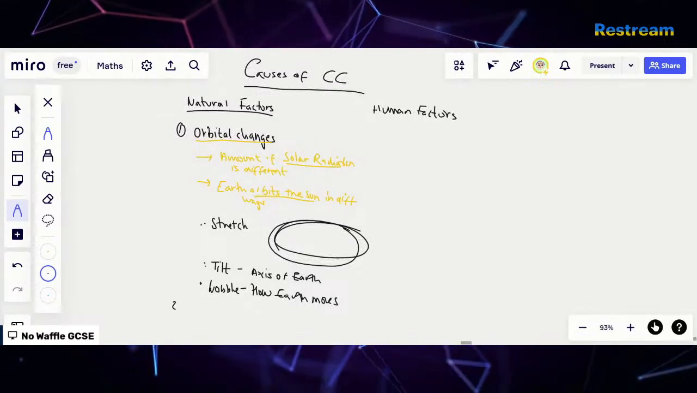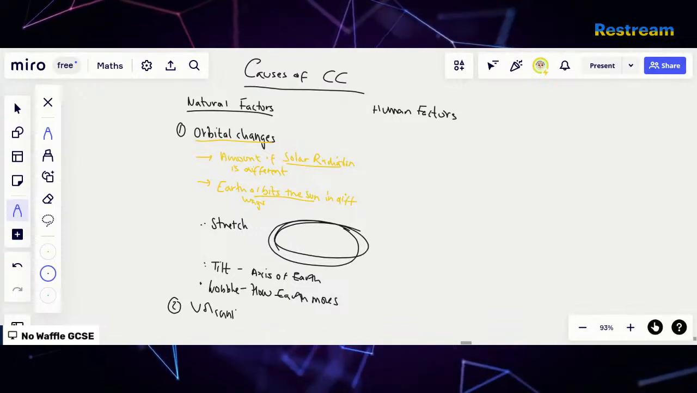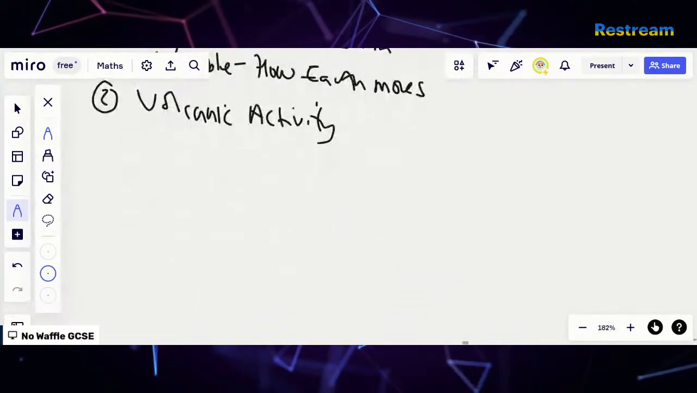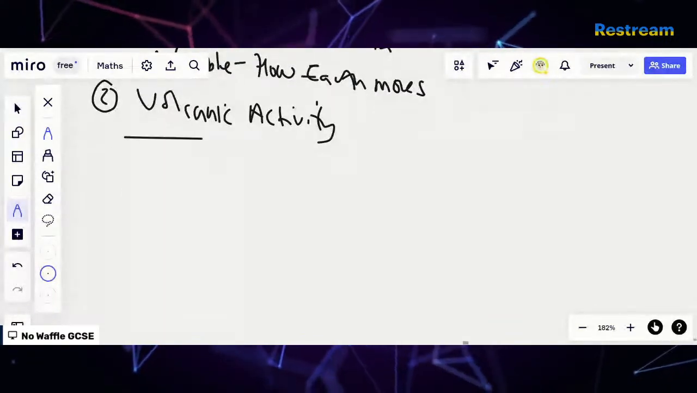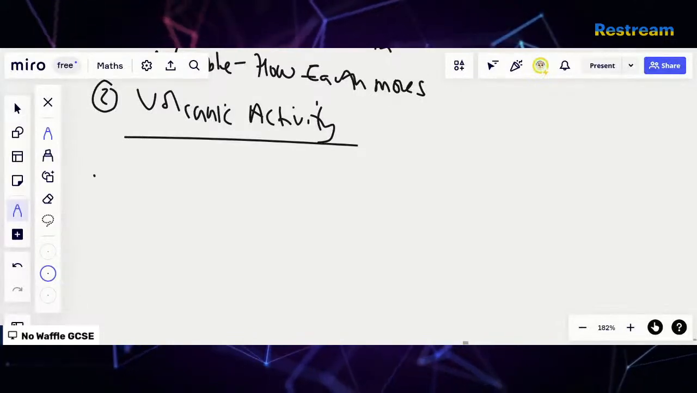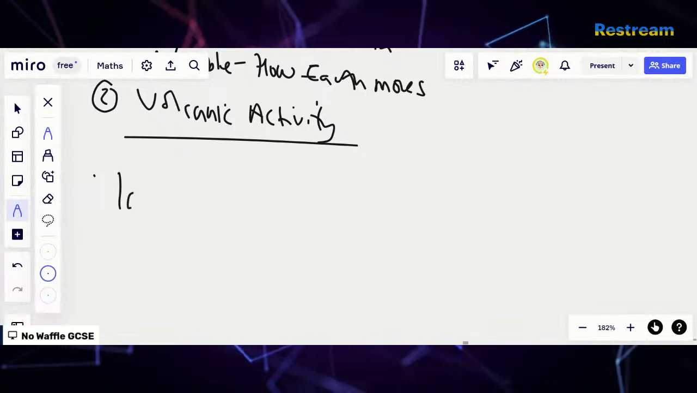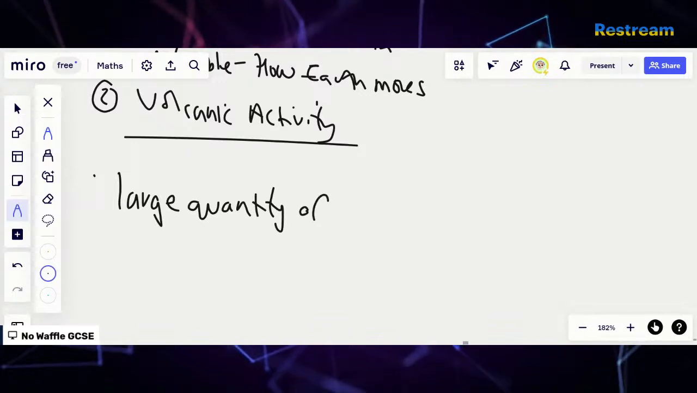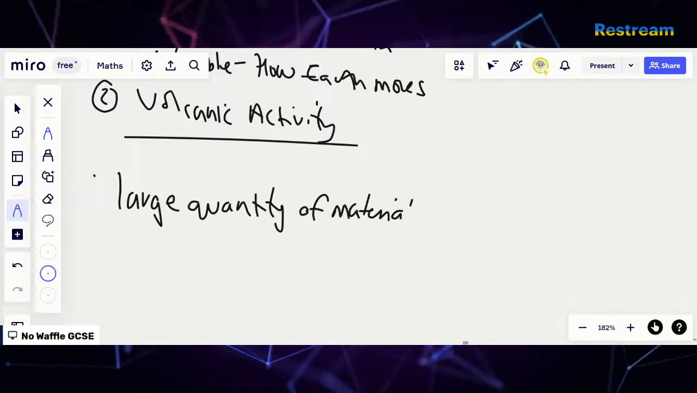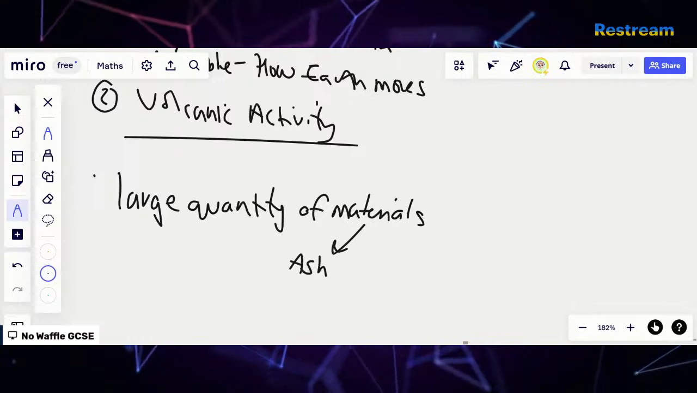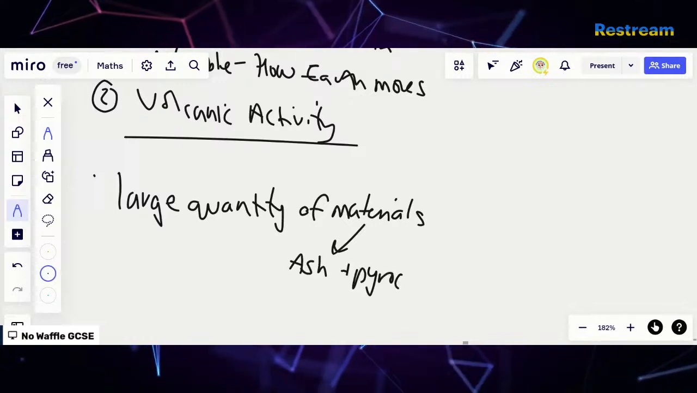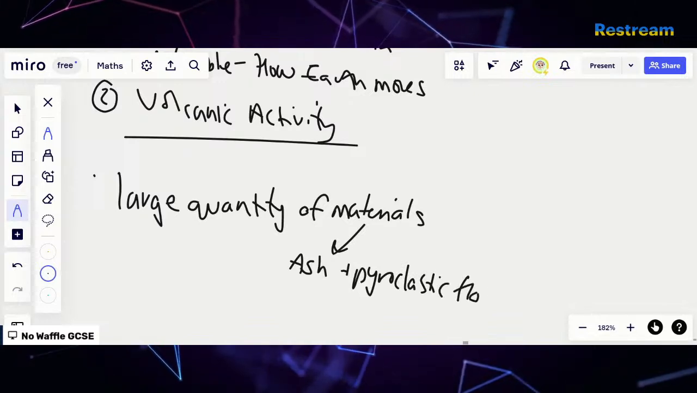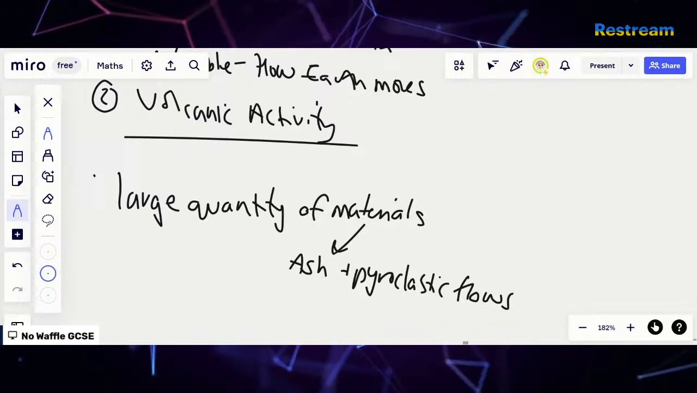So that's one factor. Another factor is volcanic activity. Now, don't be fooled into thinking that the more volcanic activity, the hotter it will be, because it's actually the other way. When we have volcanic activity, volcanoes can sometimes eject large quantities of materials. And these materials, some of them are ash and pyroclastic flow. Now, ash is really bad because it contains things like carbon monoxide, and it also blocks out the sun.